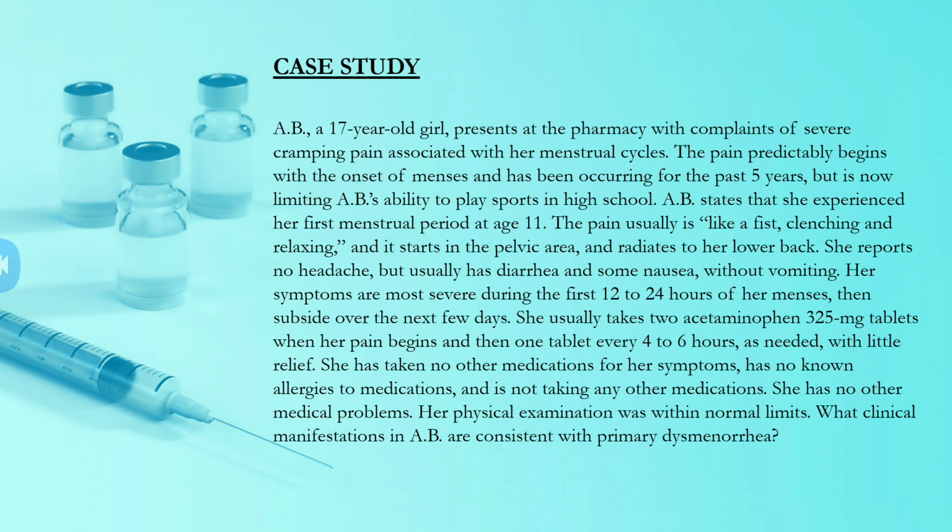In the case study, we have a patient AB, a 17 years old girl. She is complaining of her severe cramping pain that is associated with her menstrual cycle. Her pain begins with the onset of menses and has been occurring for the past 5 years. She states that she is experiencing her first menstruation period after the age of 11.